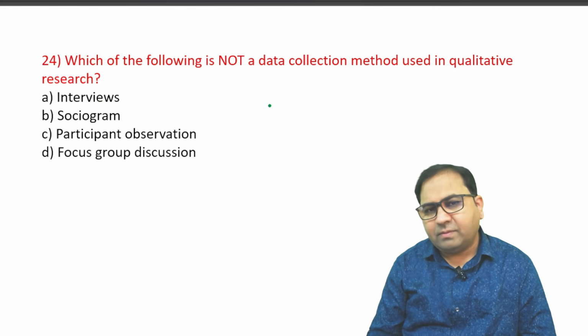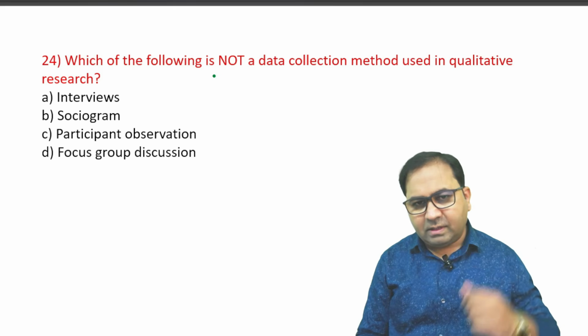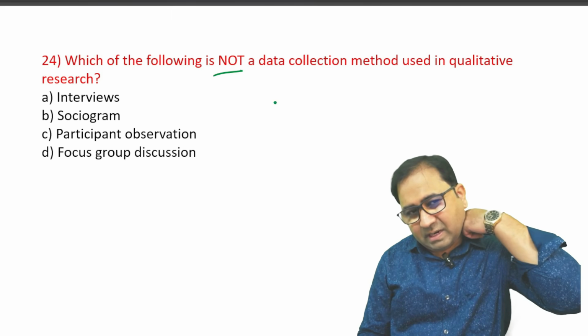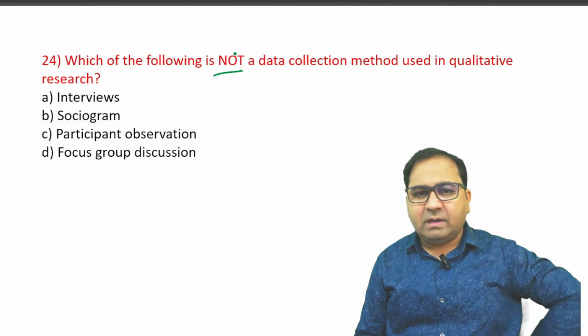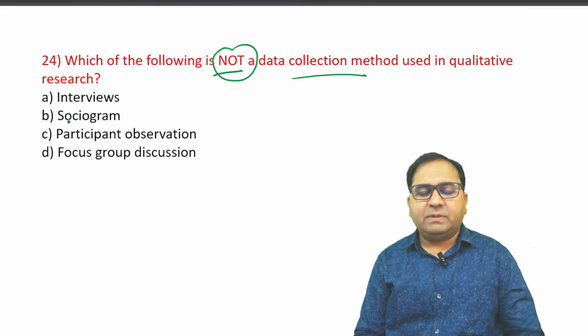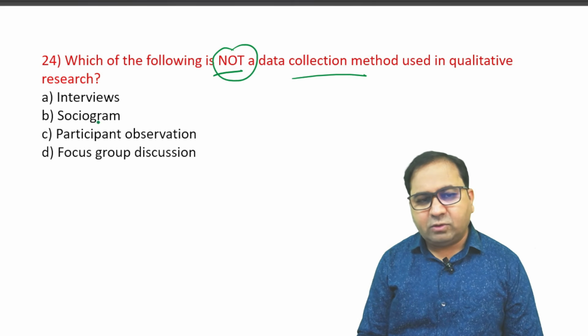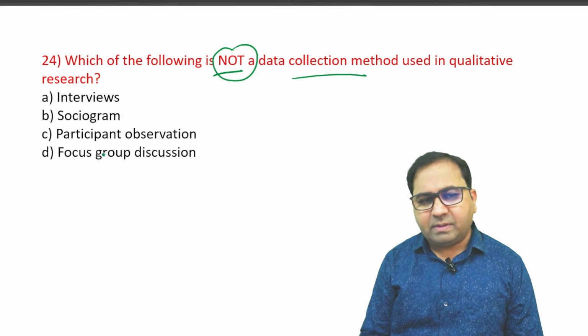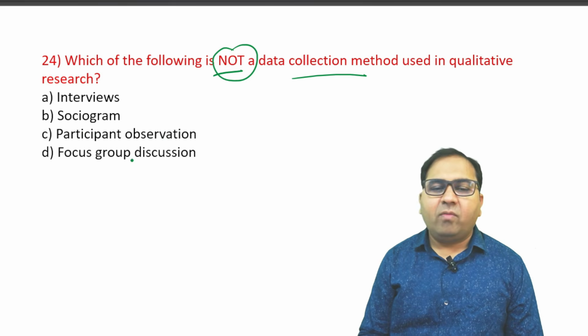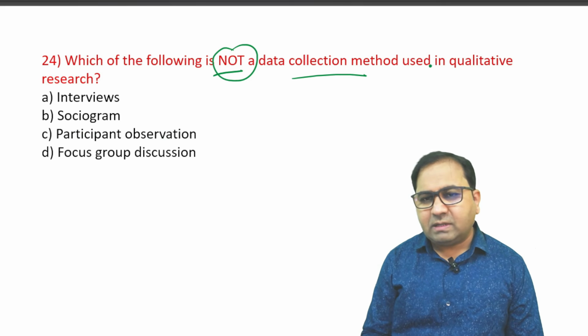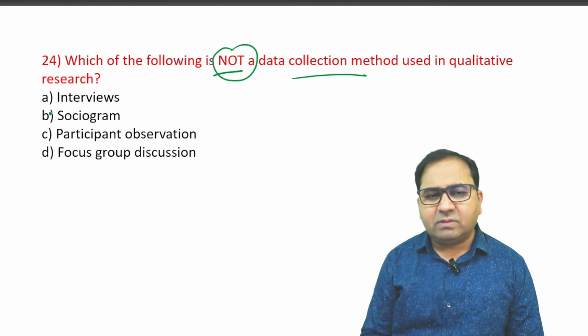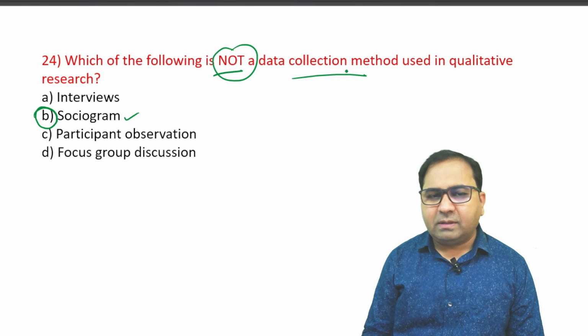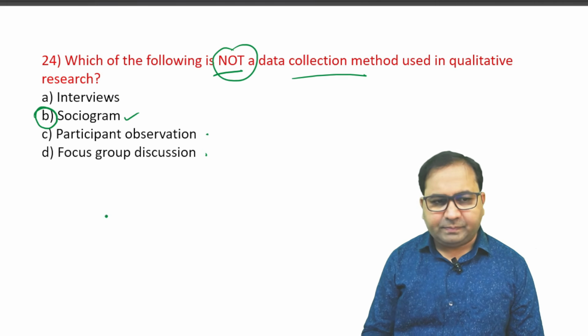Next question. Which of the following is not a data collection method used in qualitative research? Options are A. Interviews, B. Sociogram, C. Participant observation, and D. Focus group discussion. So which is not a data collection method? This is a repeated question. The answer for this question is B. Sociogram. Sociogram is not a method. Interviews is a method. Participant observation is a method. Focus group discussion is also a method.